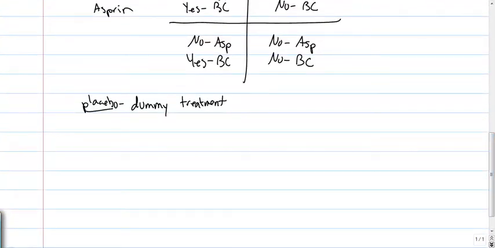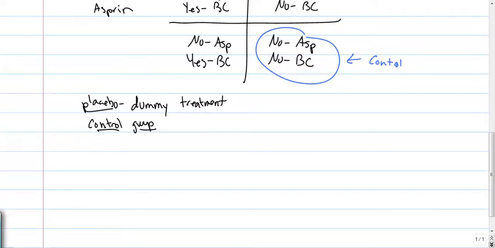The next one we're going to look at is what's called a control group. A control group is the group that is not receiving any treatment. For example, in this problem here, the group that did not receive the aspirin or the beta-carotene, they got the placebos for both. This is my control group. There was no treatment, so to speak, on these individuals.